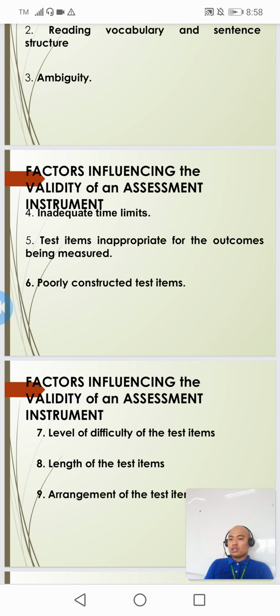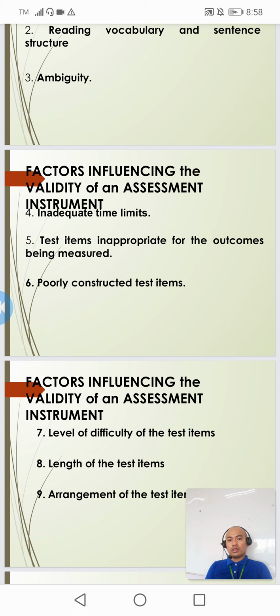Another one is test items inappropriate for outcomes being measured. So validity pa rin yan. Attempting to measure understanding, thinking skills, or other complex types of achievement with test forms that are appropriate only for measuring factual knowledge will invalidate the result.